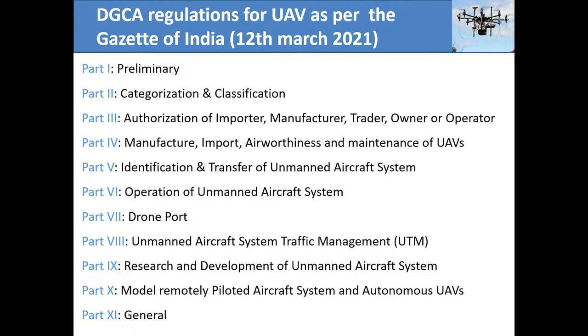Next is the provision for research and development. So sufficient relaxations are given for schools, colleges, universities or research organizations to do many research and development things. They have also kept one provision for model remotely piloted aircraft system and autonomous UAVs. So model means it is for R&D purpose. All these IITs and academic institutes or R&D institutes, they can develop a different model for a specific purpose, and there are certain relaxations for that. So within their campus they can fly without any permission like that. And then some general guidelines are there.